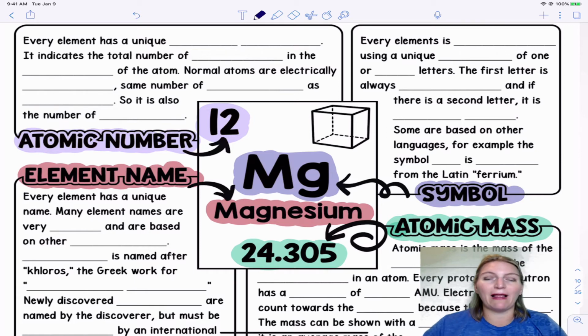Normal atoms are electrically neutral. We could say normal atoms, or just neutral atoms, or atoms that aren't ions, are electrically neutral, the same number of protons as electrons. So the atomic number for many elements, as long as it's an atom, is also the number of electrons.